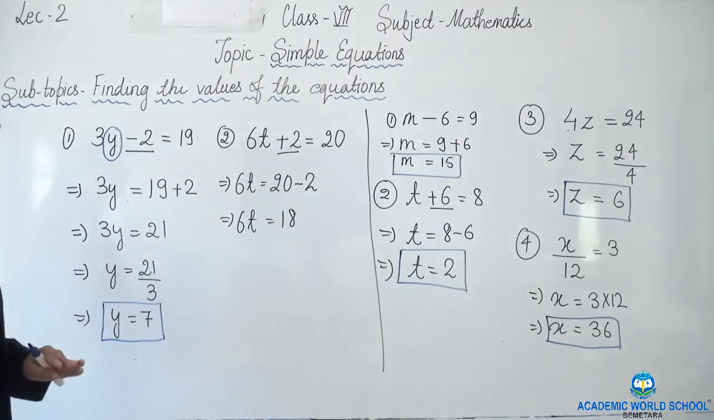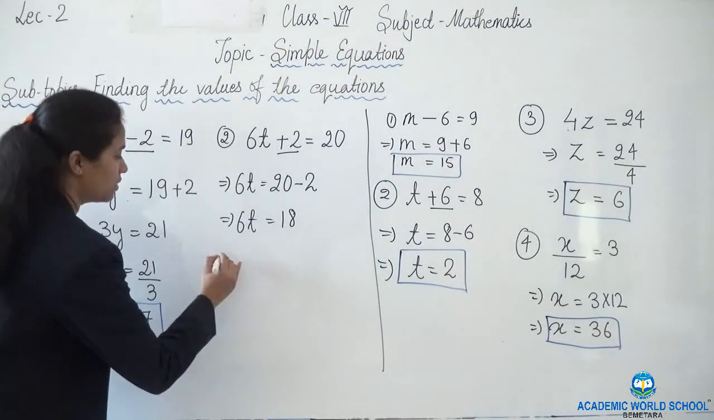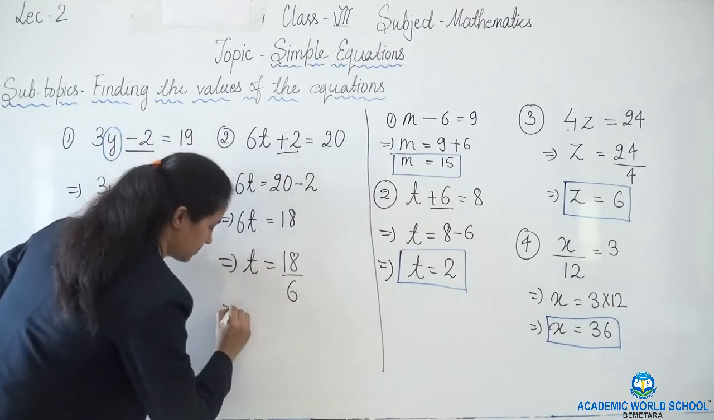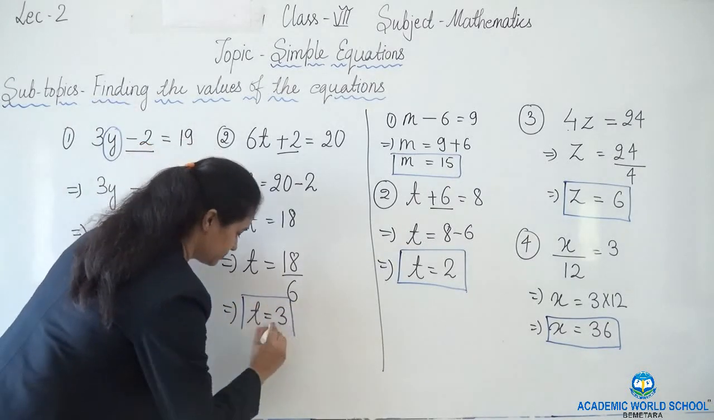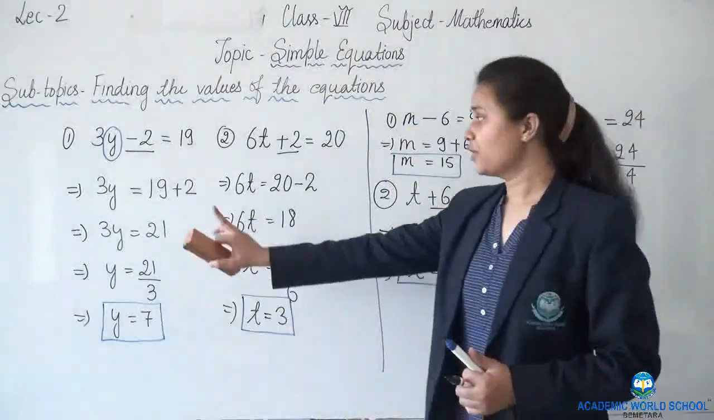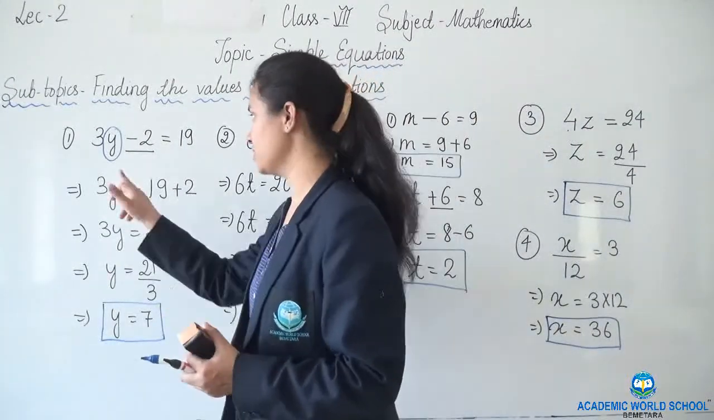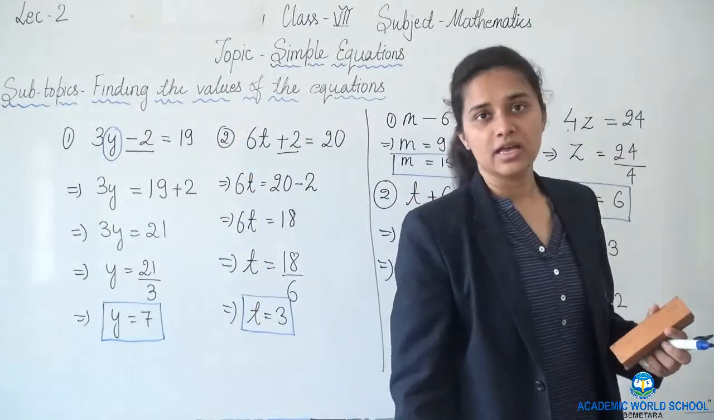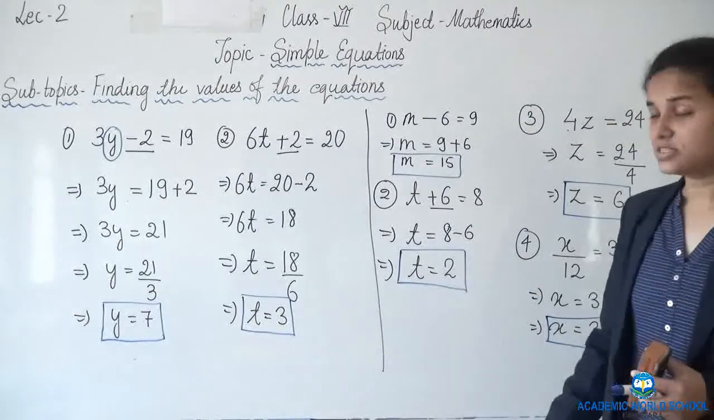Now we have again reduced the question to this form, and we know how to solve this. So t equals 18 by 6, so t equals 3. So whenever we get this kind of question where we have more than one operation, here we have 2 operators, one is multiplication and the second one is subtraction, we need to reduce the question to any of the 4 forms we read just now.